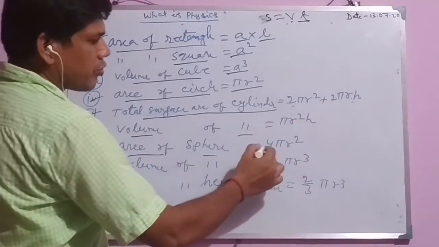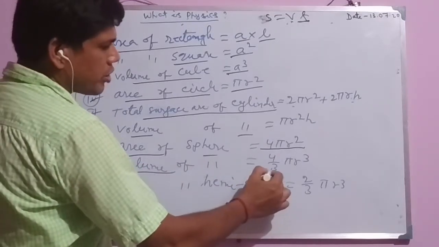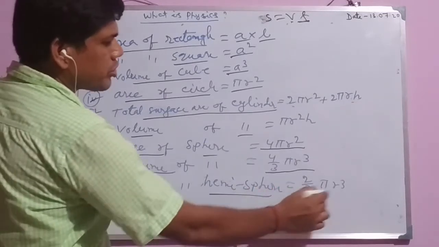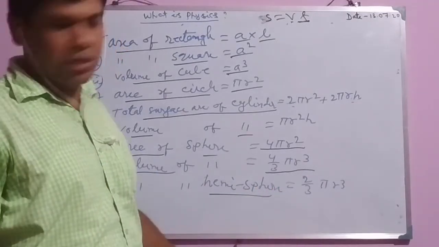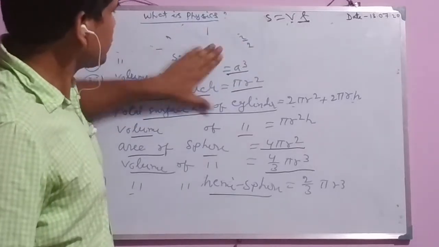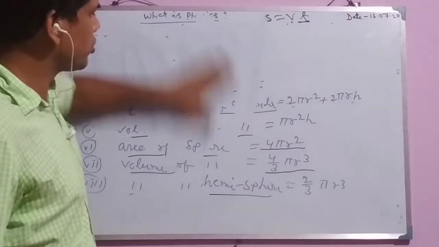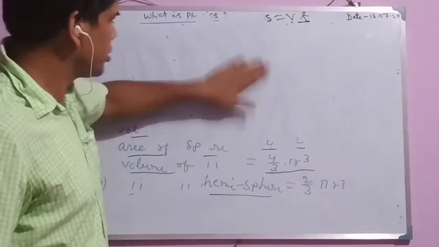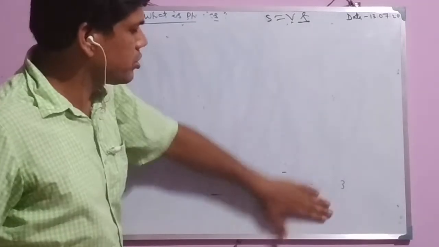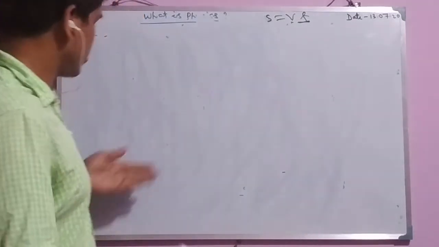Area of the sphere, 4πr². Volume of sphere, 4/3 πr³. And volume of hemisphere, 2/3 πr³. This formula you have to know. This is the basic mathematical formula. You have to use these formulas frequently, so it is better to memorize all these formulas. You already know these formulas.